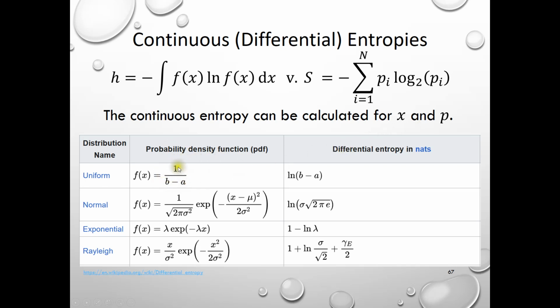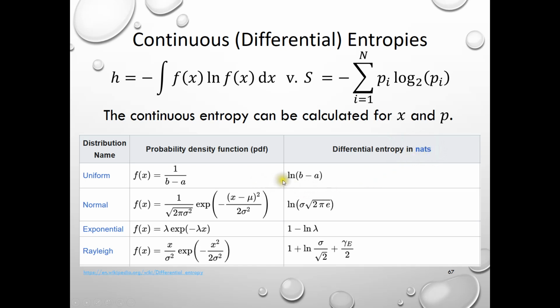And we plug in this expression. Fx equals 1 over B minus A over here, and over here we get the differential entropy. The logarithm of B minus A, the logarithm of the range. Nets are equivalent to bits. They just differ by the natural logarithm of 2.